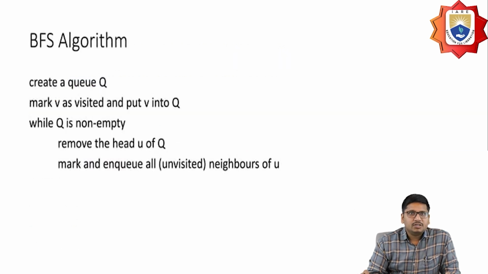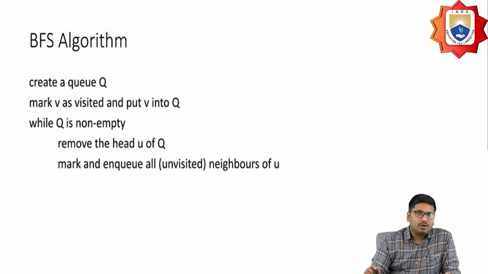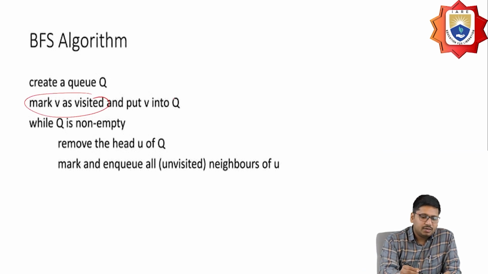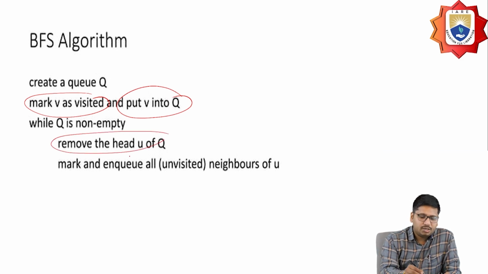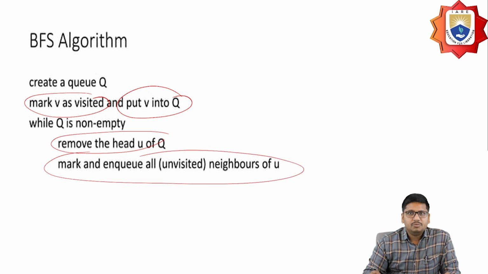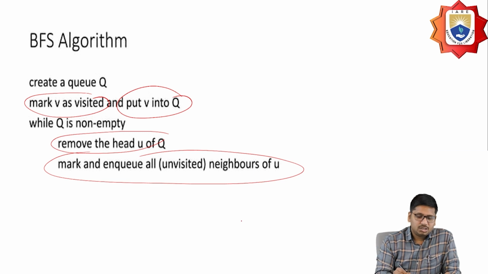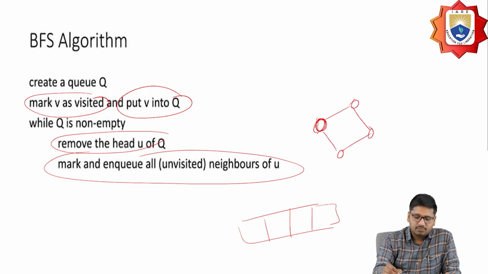So the algorithm is that first we create a queue, then we mark V as visited and put V into the queue. Similarly, while the queue is not empty, we remove the head of the queue and then mark and enqueue all the neighbors. So this is the algorithm we are going to follow. First we define a queue, and whatever vertex we visit is marked as visited and placed here. That should be V1, V2, V3 and V4.